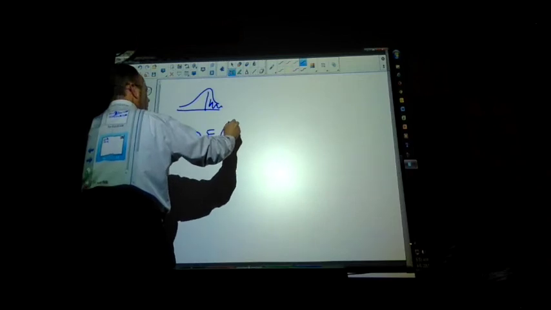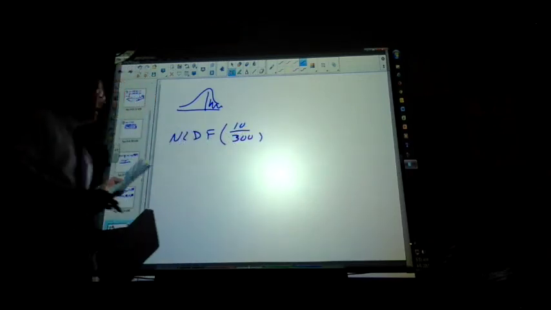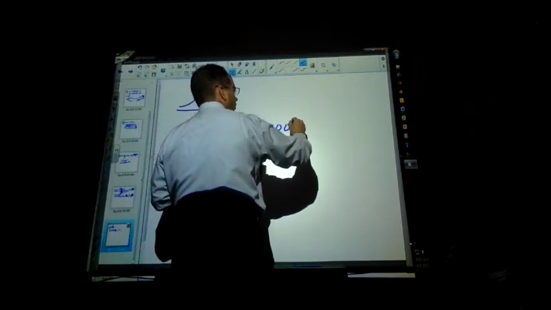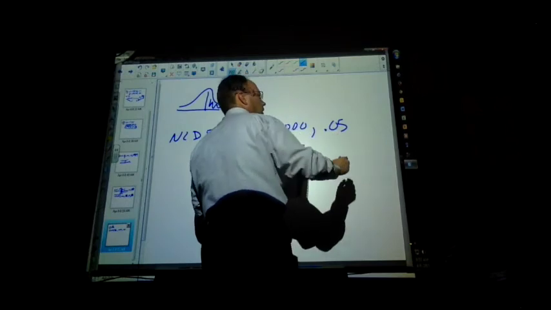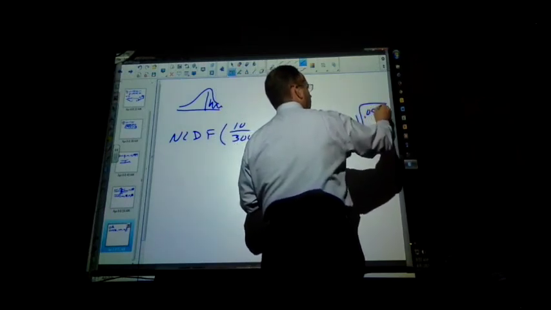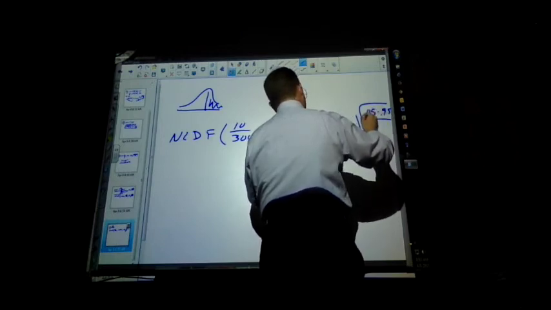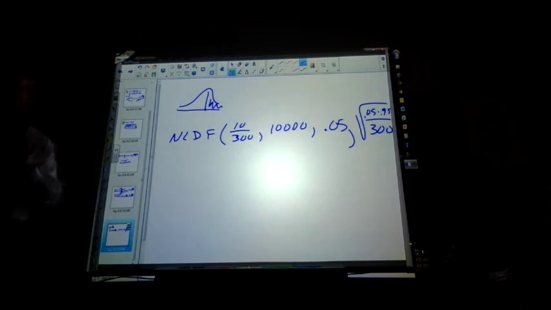So if you do the NCDF, we have 10 out of 300. That's our picked out. And then we can say, okay, let's take this up to 1,000 or 10,000. And then 0.05, that's what we say our average would be. And we're going to do 0.05 times 0.95 all over the 300. And if you do that math, you're going to probably find that could happen.